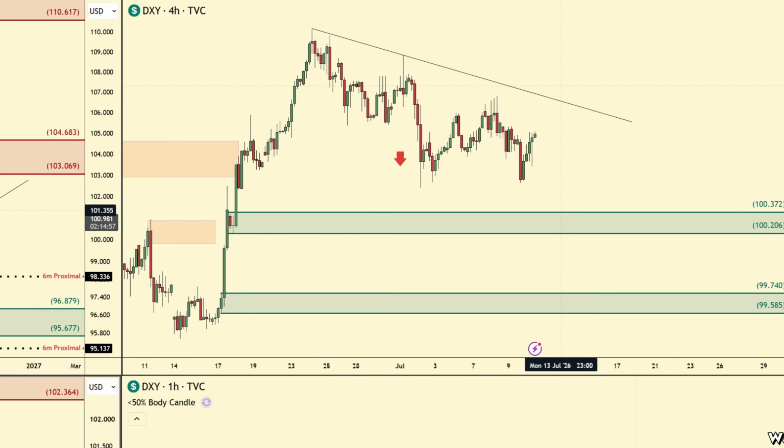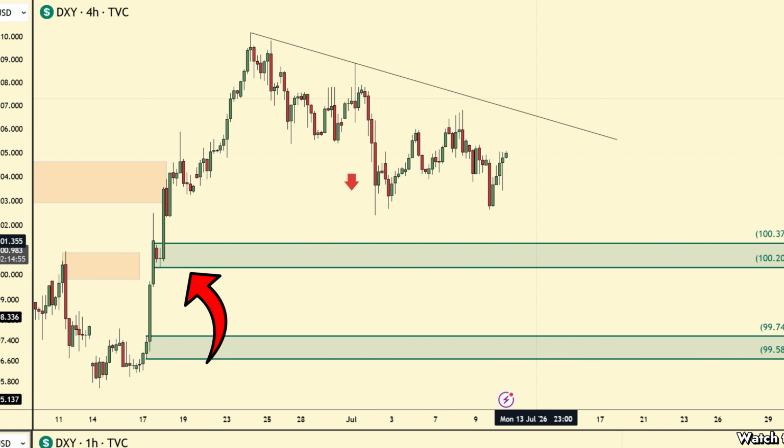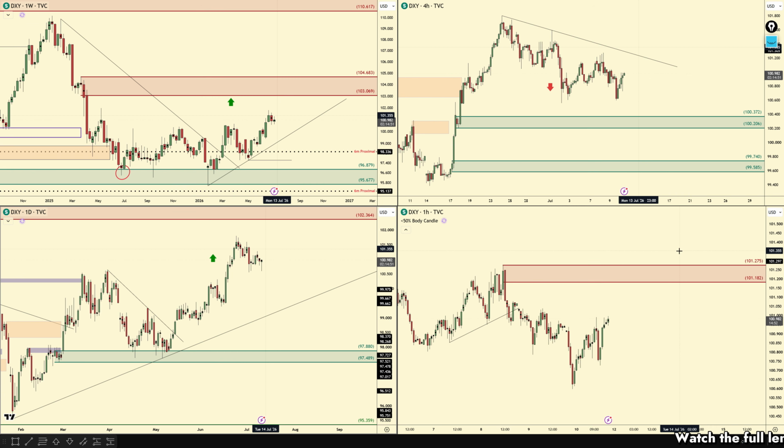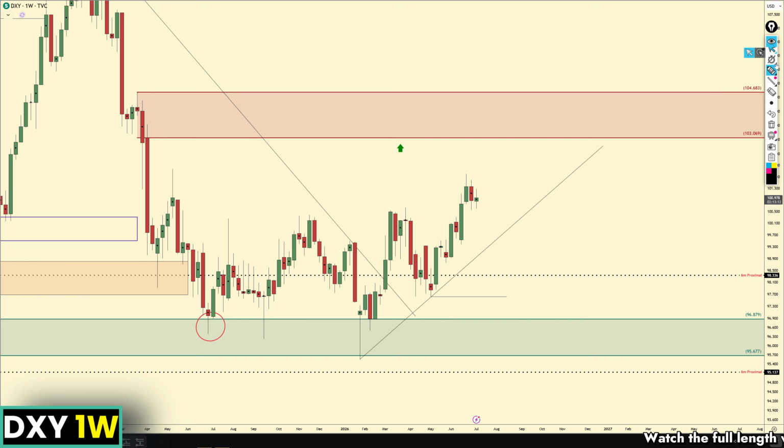In today's weekly Forex forecast, we'll break down the most important supply and demand zones, trend lines, and the setups I'll be looking to trade next week. Let's get right into it, starting off with the DXY, the US dollar index.